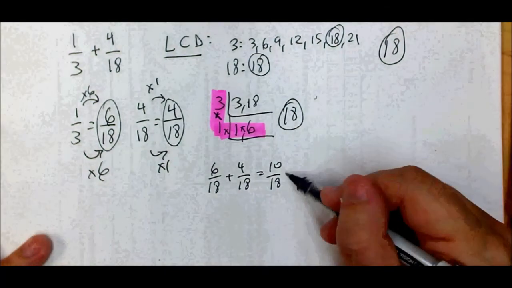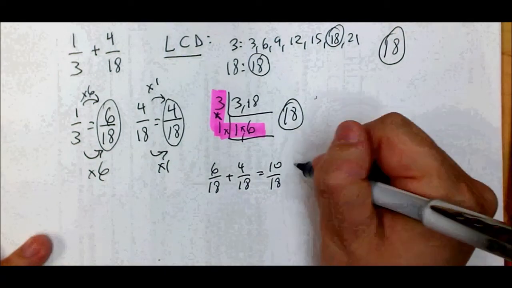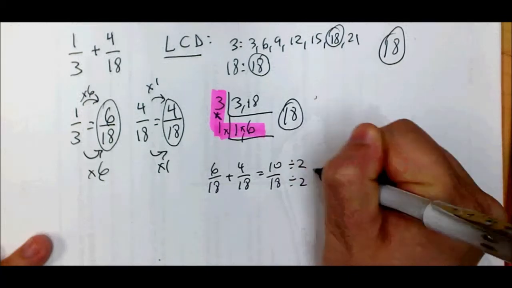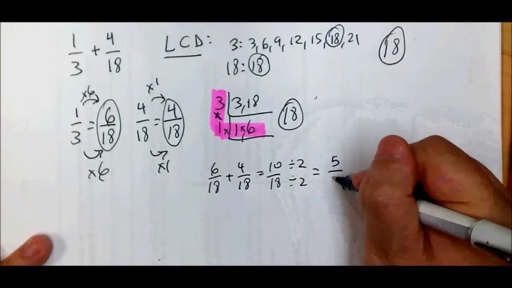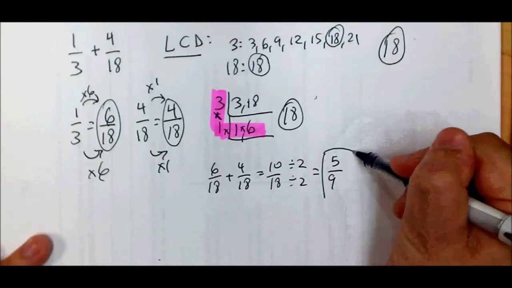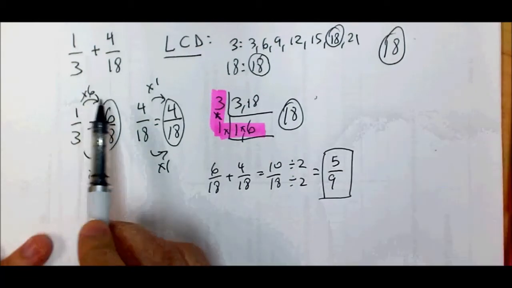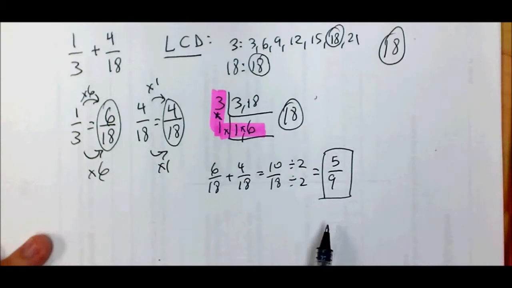And that is not simplified because 10 and 18 are both even. So I divide the top and bottom by 2, and I get 5/9. And that is my answer. That is what 1/3 plus 4/18 is, 5/9.